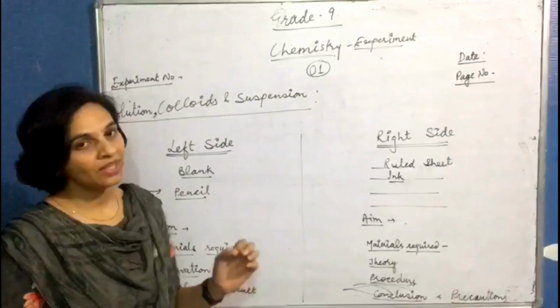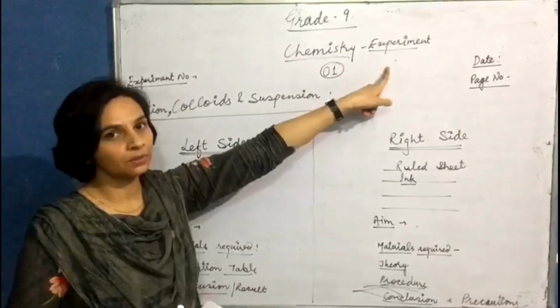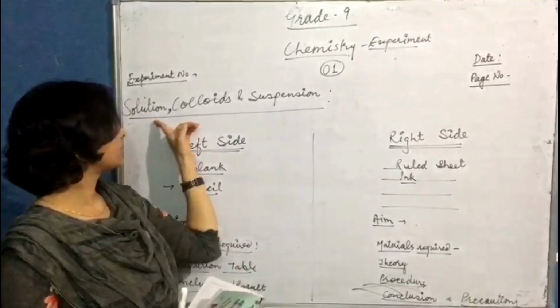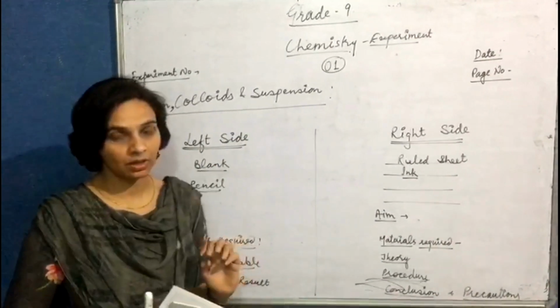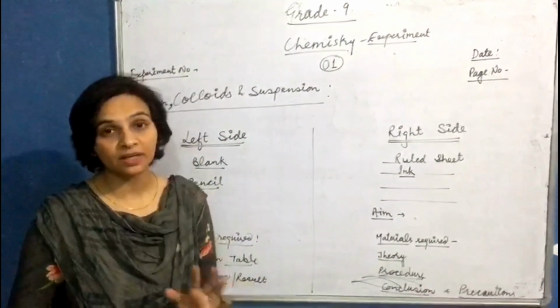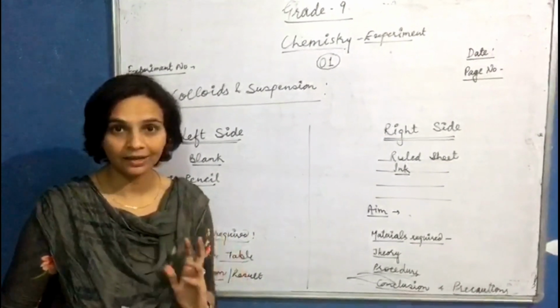And in grade 9 we are starting with chemistry experiment number 1. So the first experiment is solution, colloids and suspension. Before discussing the first experiment, let me tell you some basic points about your practical file, how to maintain it.